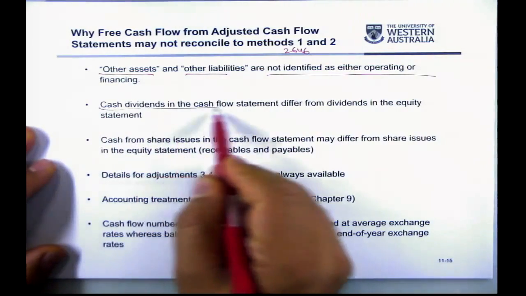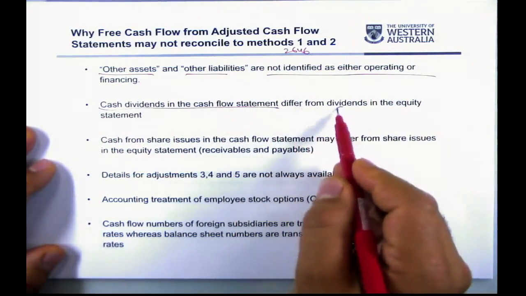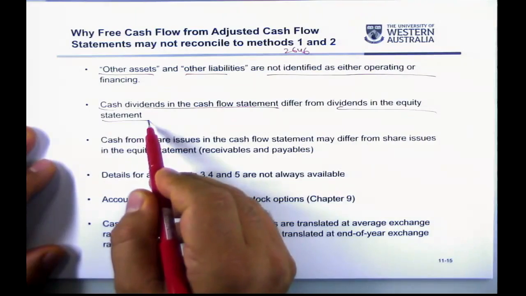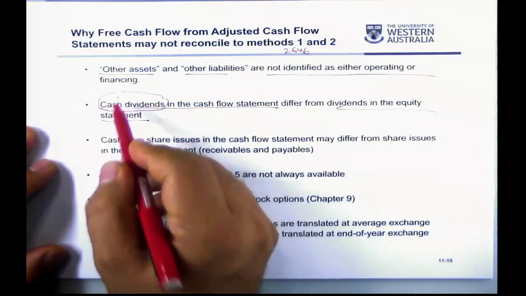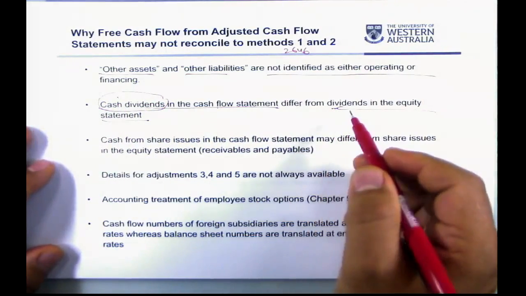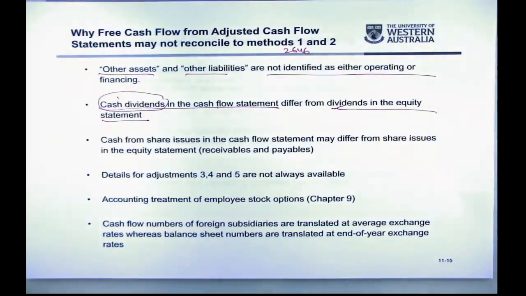Cash dividends in the cash flow statement differ from dividends in the equity statement. Remember, under the cash flow statement, the dividend reported there is cash. But in the equity section of the balance sheet, dividends reported there is calculated according to the accrual-based accounting. To calculate the cash dividends, we need to reconcile it against the dividend payable, the change in dividends payable. Right? If dividends payable is not available to us, then we use the reported dividend, and that will be different from cash dividend here. Make sense?